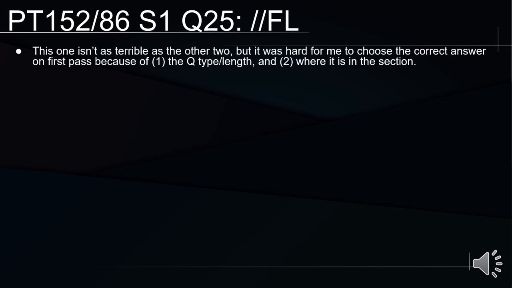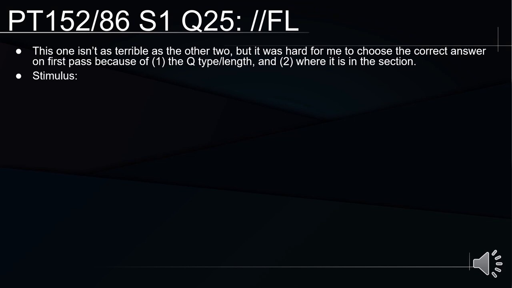So the third and final question I'll discuss from this section for today's video is number 25, which is a parallel flaw question. This one honestly isn't as terrible as the other two that we've discussed here, but it was hard for me to choose the correct answer on first pass because of both the question type. We all know that parallel flaw, parallel reasoning are kind of beefy, and where it was at the section. It happens to be the very last question, running out of time, energy, patience, all those things. So let's look at the stimulus here.